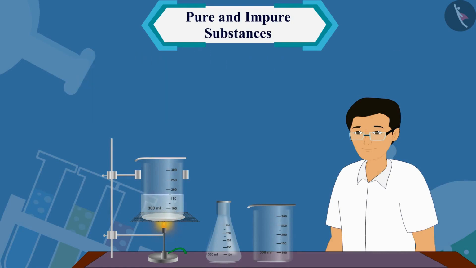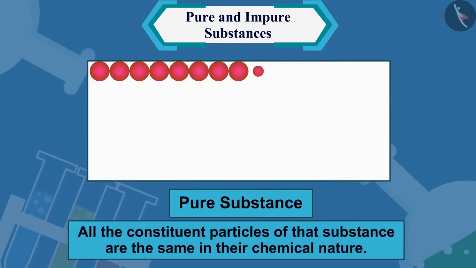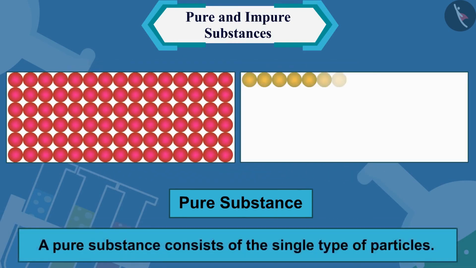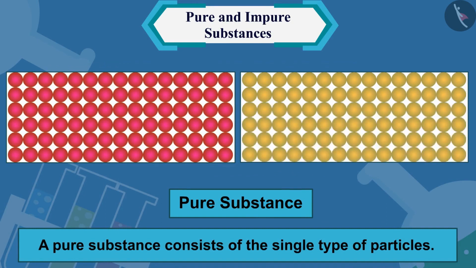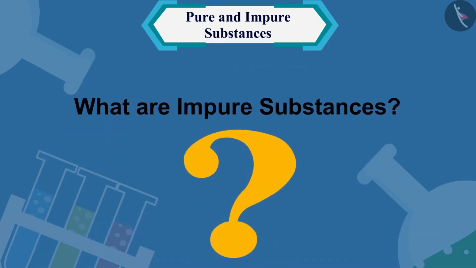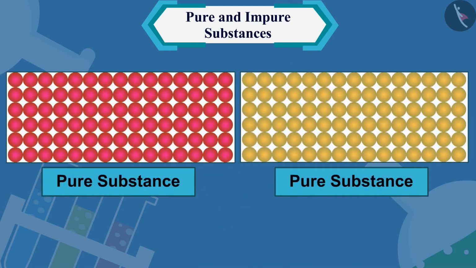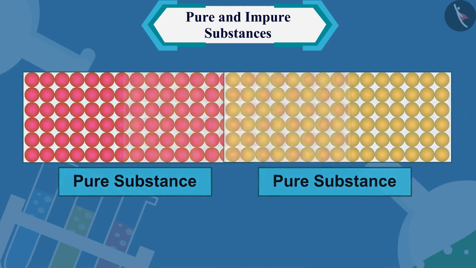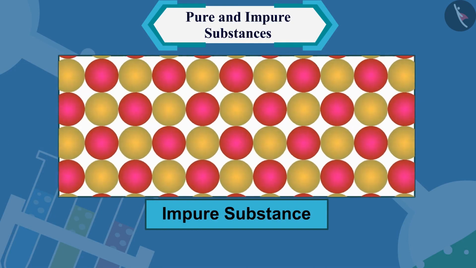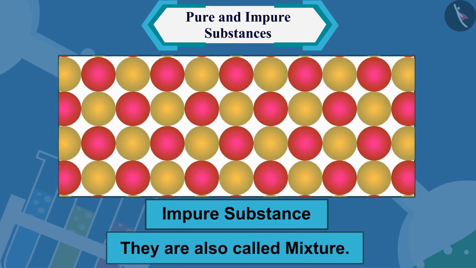No. When a scientist says that something is pure, it means that all the constituent particles of that substance are the same in their chemical nature. A pure substance consists of a single type of particle. So now you must be thinking, what are impure substances? The substances that are formed by mixing two or more pure ingredients are called impure substances. They are also called mixtures.